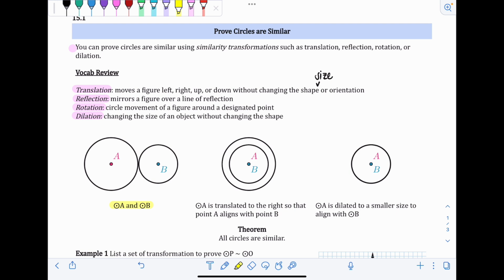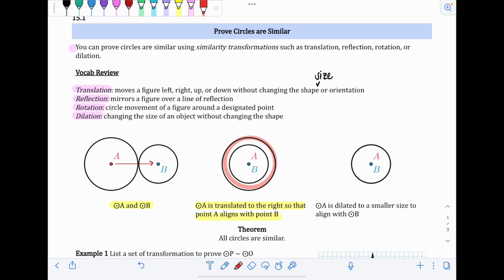And then the first thing that we're going to do is if we want to get circle A to overlap circle B, we have to definitely move circle A to the right. So that's going to be a translation. So we're going to translate circle A to the right, and that's what happens in the second picture. So circle A is translated to the right so that point A aligns with point B. And then now you can see there's only this one point here, but it's because they overlap each other. And then now we have circle A on the outside. It's just bigger than circle B now.